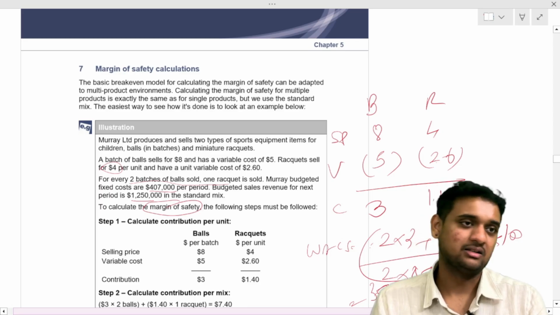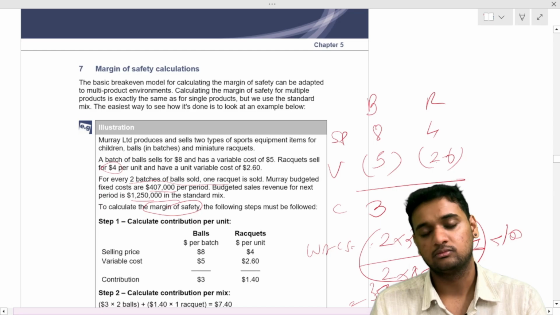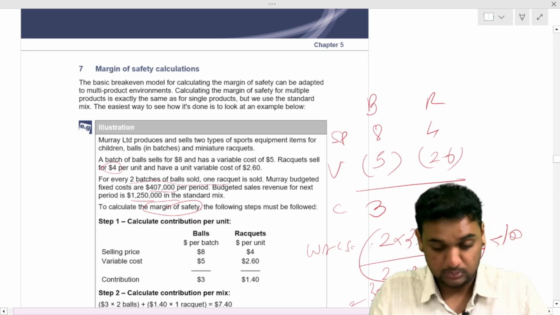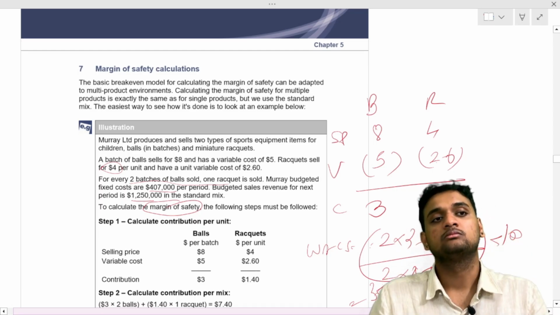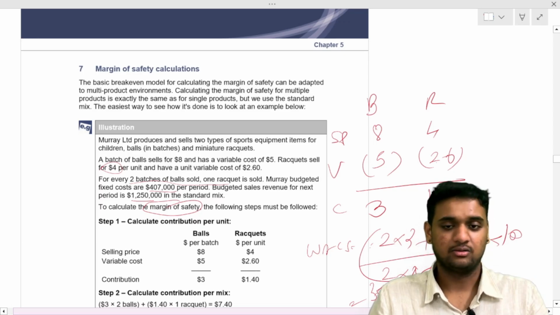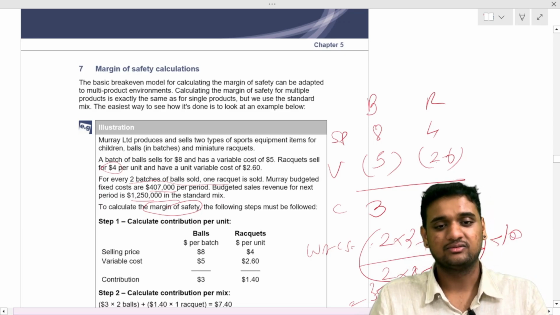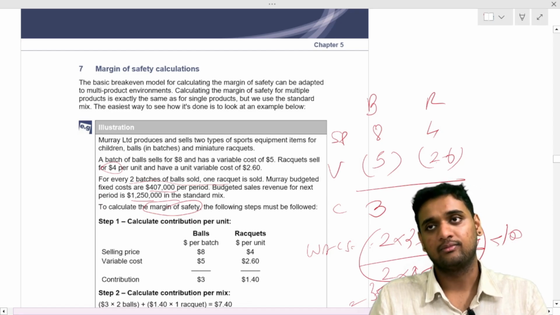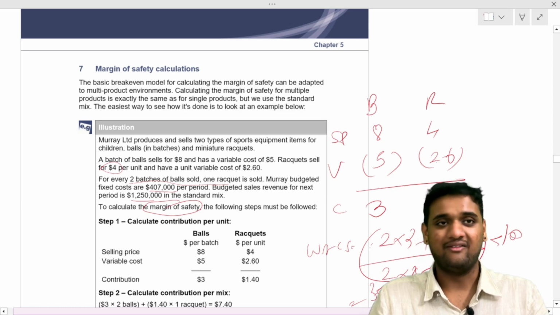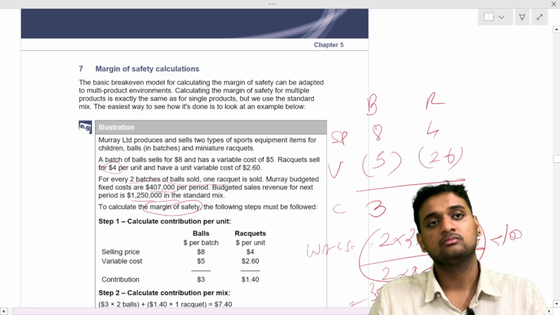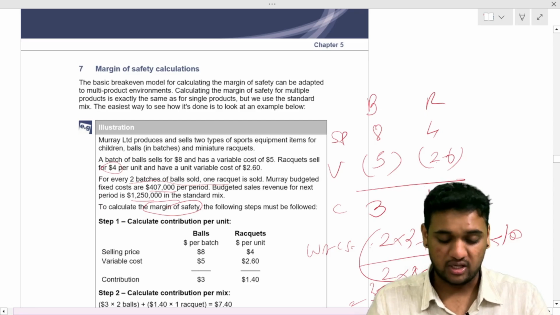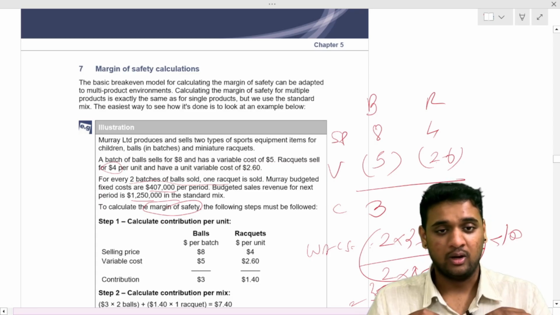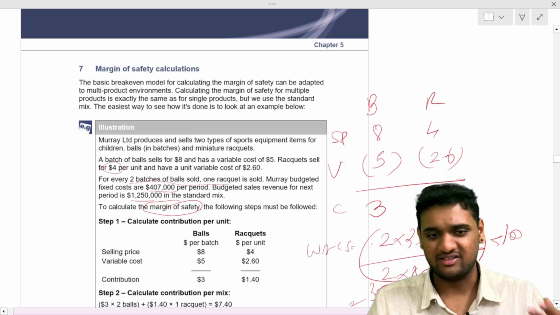11 lakhs. Any other answer? All of you got 11 lakhs. 11 lakhs is what? Break-even sales revenue. What is the total sales revenue given in the question? 12,50,000 is the total sales revenue. Break-even sales revenue is 11 lakhs.